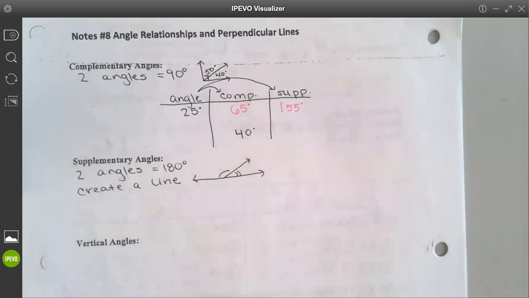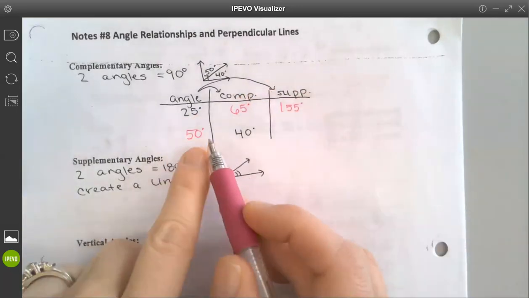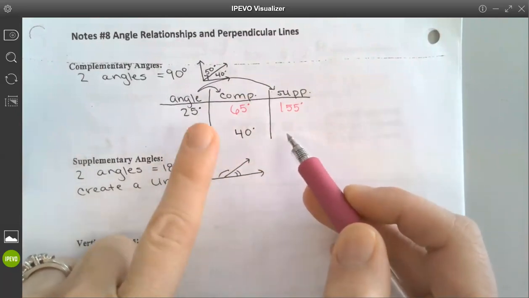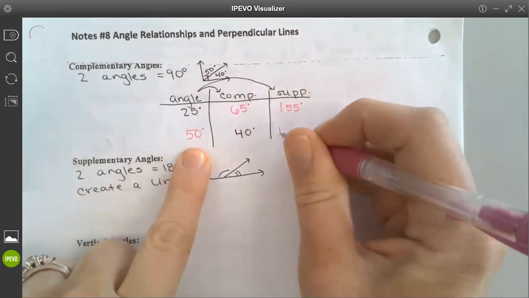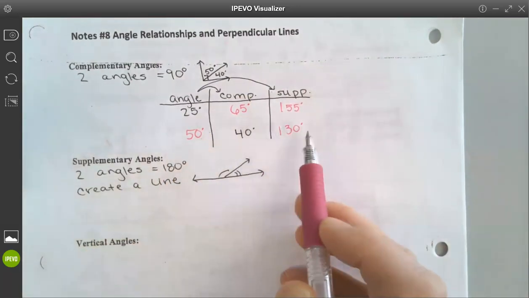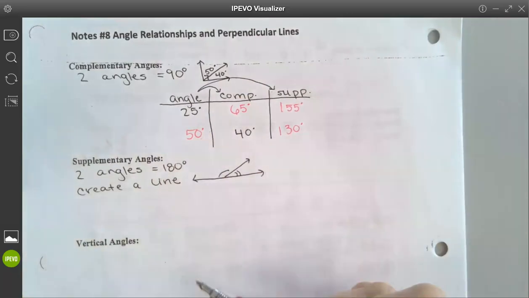So if we're given a complement or a supplement, we have to find what the original angle was. Here, if the complement's 40, the original angle has to be 50. Why is that? Because it has to add up to 90. And then from there, if my original angle is 50, then the supplement to this angle is 130. That's the tricky piece that kids mess up. So if you're given a complement or supplement, you always have to find the angle first, and then you find the missing piece.